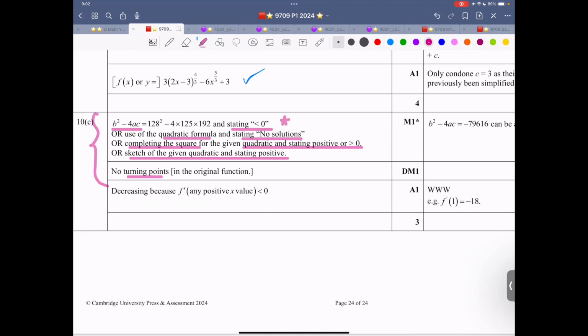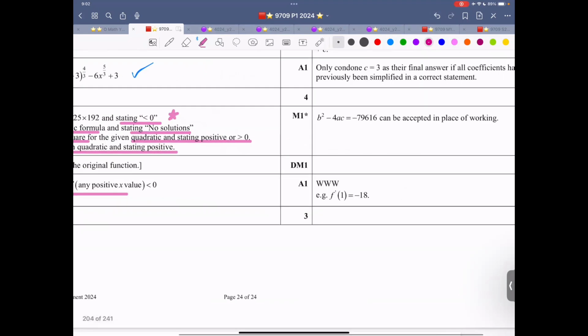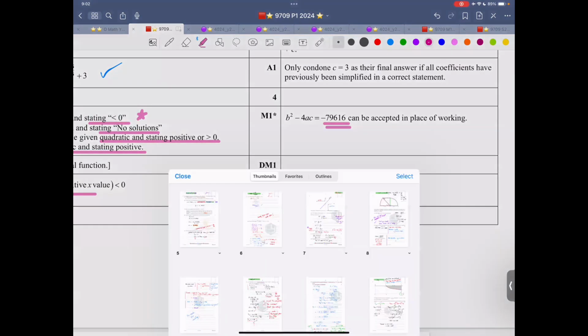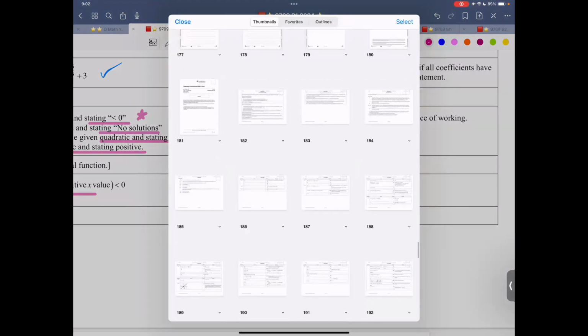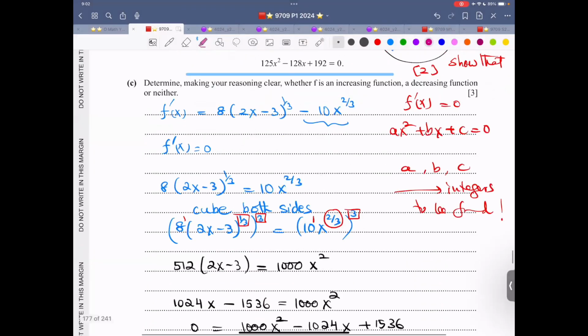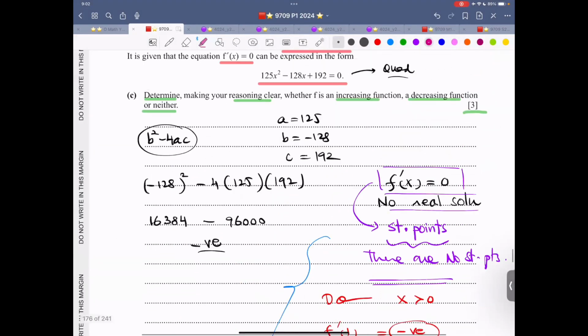So I would stick with this one. Decreasing because f prime x is negative. So now when you connect the dots, that is the negative value that we are getting. F prime 1 is equal to negative 18, but you have to write it in words. You cannot simply state the facts at random. So you have to connect the dots the way that I've connected.